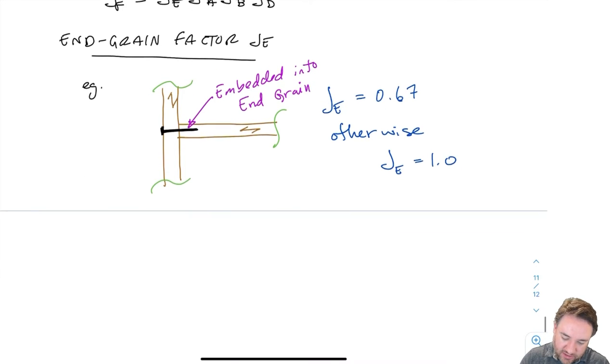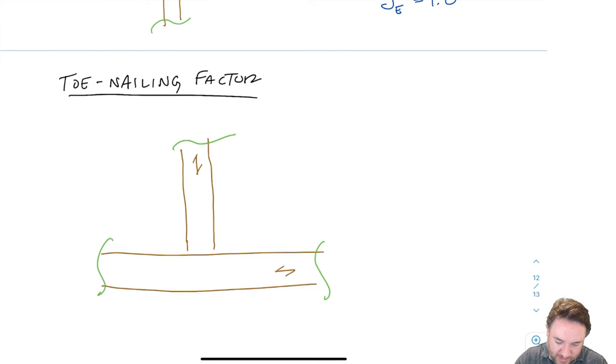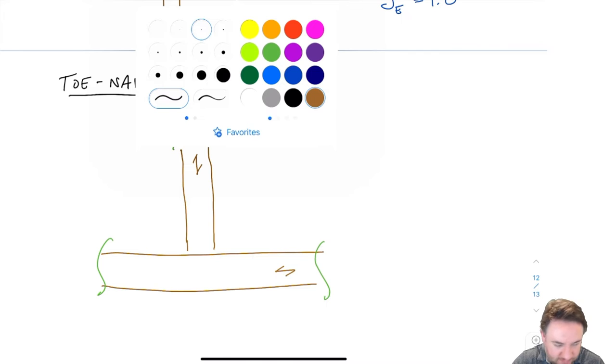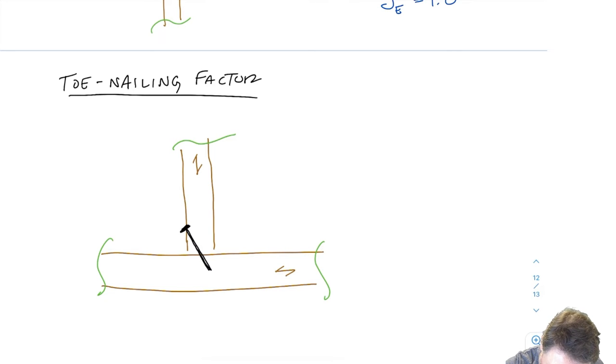Next is the toe nailing factor. Let's say I'm doing something similar, and I want to nail these two pieces together. But let's say this is a stud sitting on a bottom plate in a light frame wall. Instead of nailing up from the bottom, I can do a toenail, which means I start at the side and nail in on an angle. If you've done any construction, you've probably done this before. It is a bit awkward, and it's hard to get it exactly right.